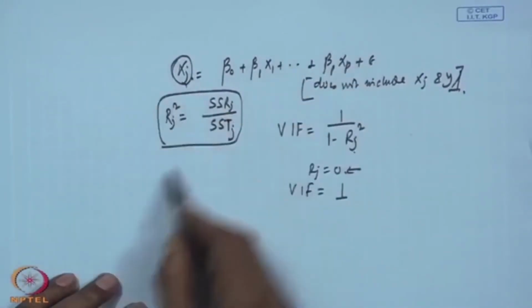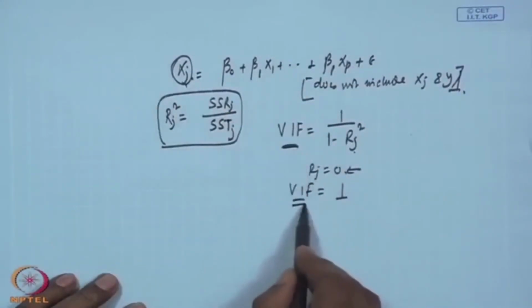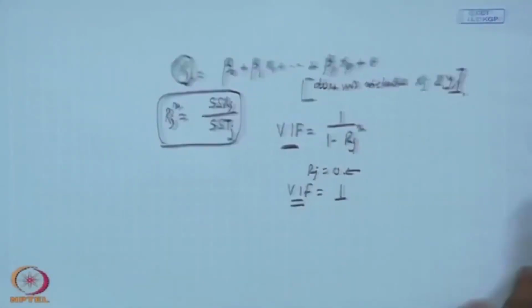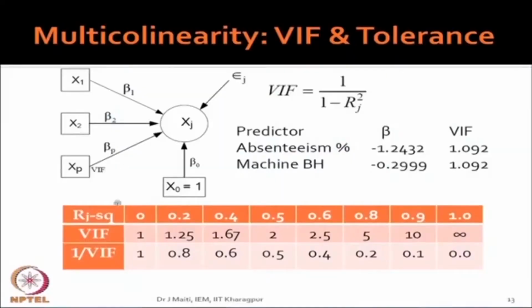So, you have to create this type of variance inflation factor for each of the variables. Then you see here, Rj square 0 means VIF 1, if it is 0.2, 1.2, like this.